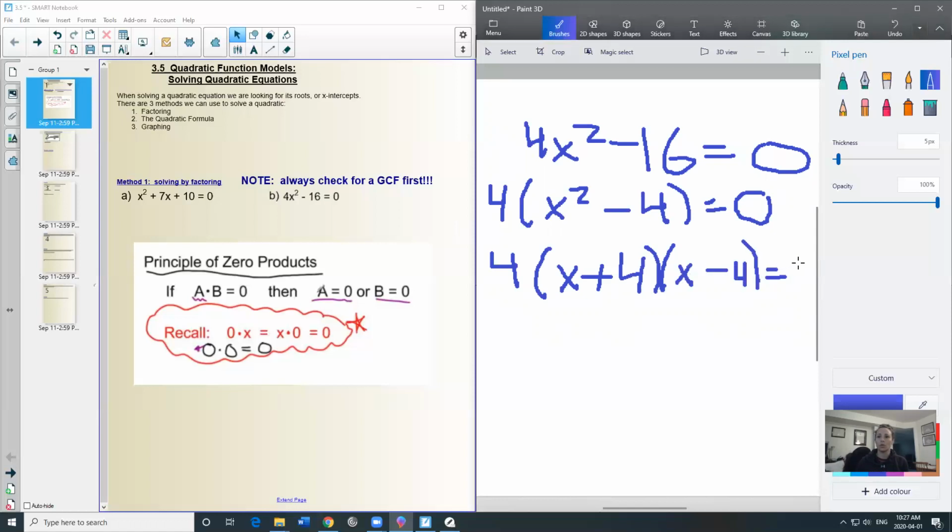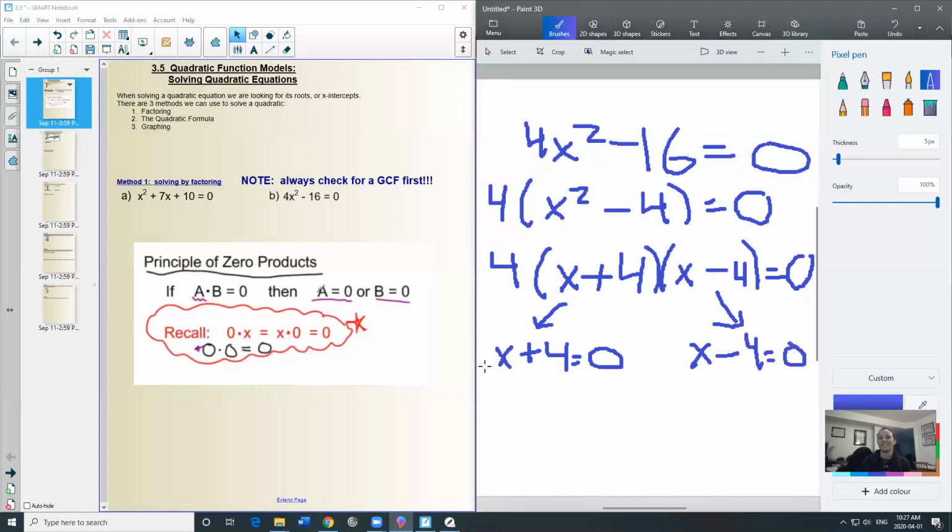Okay, and that whole expression on this side should equal 0. So there's no way 4 can be 0. So either x plus 4 is equal to 0 or x minus 4 is equal to 0. So again, take a look at everything with a bracket. Okay, x plus 4 equals 0, or x minus 4 equals 0.